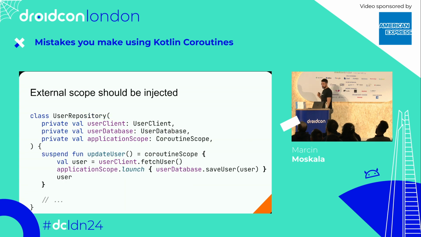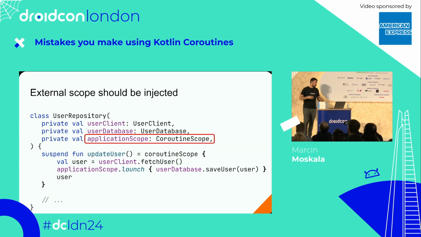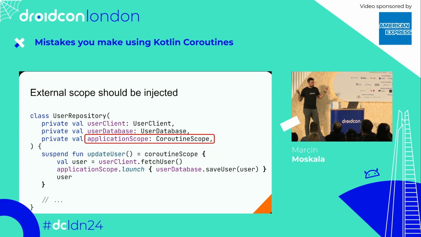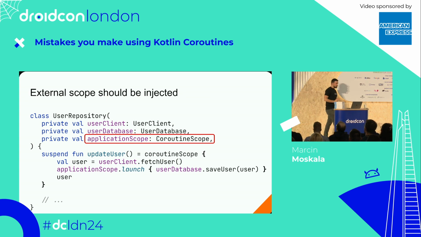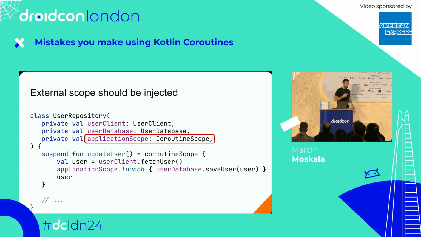Generally speaking, we should be using scopes that we inject via constructor or create in a class and inject the dispatcher. Both patterns are fine. Nevertheless, we should use some scope that is injected, or at least the dispatcher is injected, and use it to launch an external coroutine independent from the current process.